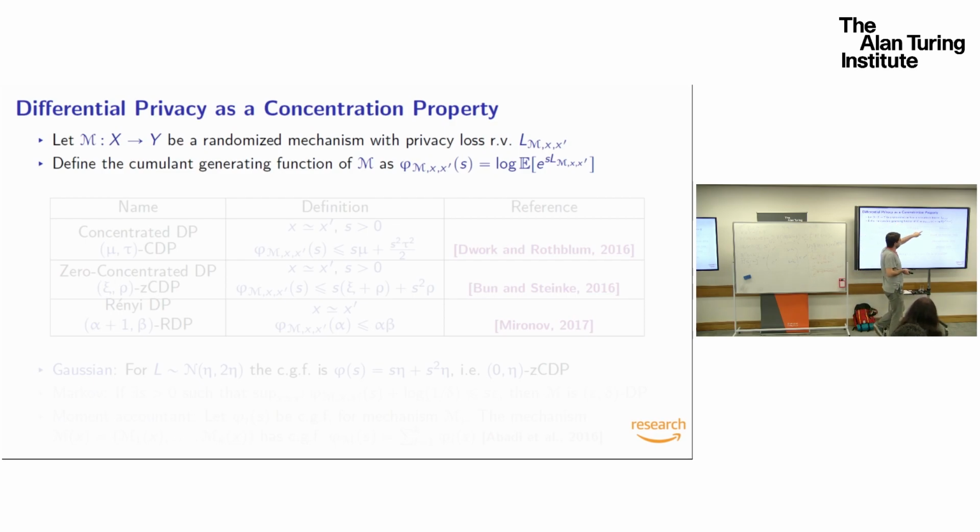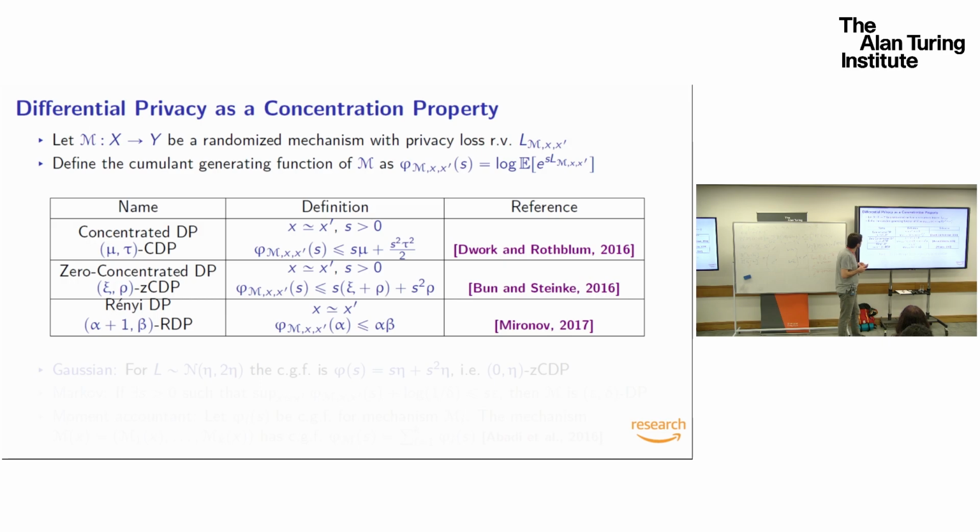So let's call this thing the cumulant generating function of the privacy loss random variable of a mechanism, the cumulant generating function of the mechanism. Doesn't make any sense, but humor me. So using this phi, this cumulant generating function, you can go in the literature and find three different variations on the notion of differential privacy. There are concentrated differential privacy, zero concentrated differential privacy, and Renyi differential privacy. They're all the same when you look at them from the right point of view.